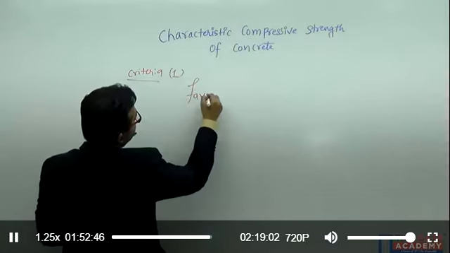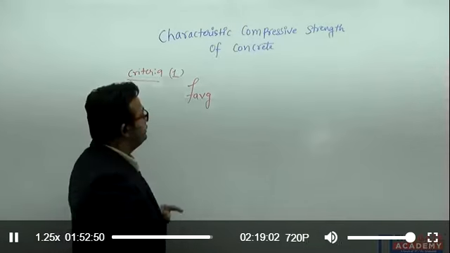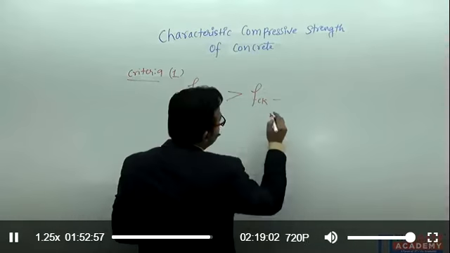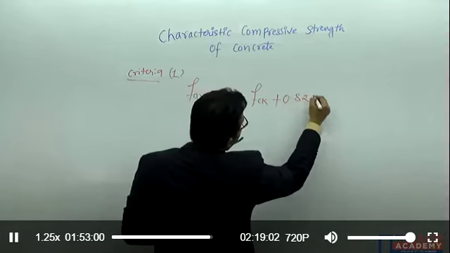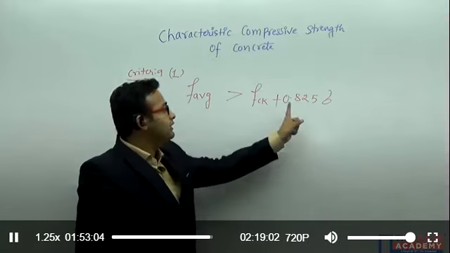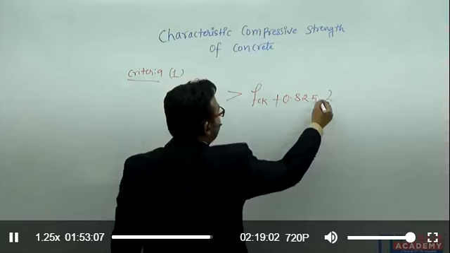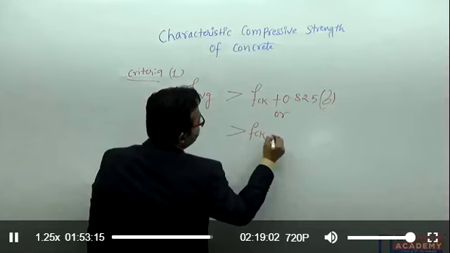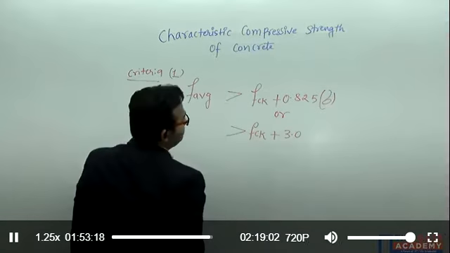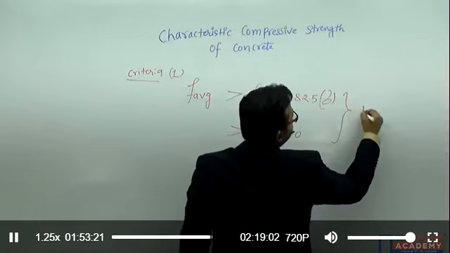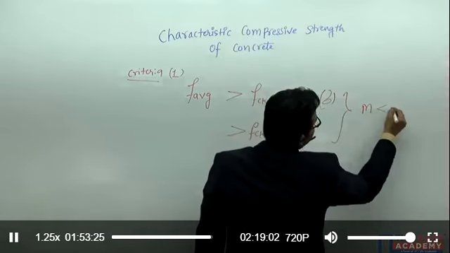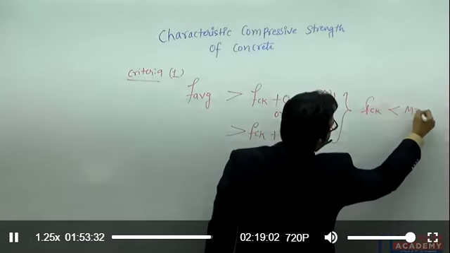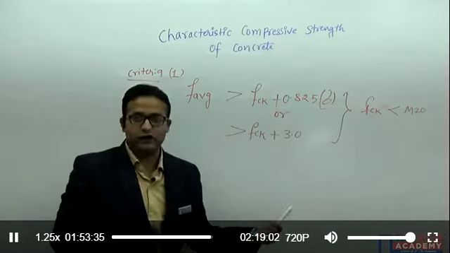F average shall be greater than FCK plus 0.825 into standard deviation sigma, or it should be greater than FCK plus 3. This is for grade less than M20. For FCK less than M20, means maybe for M15 or M10.